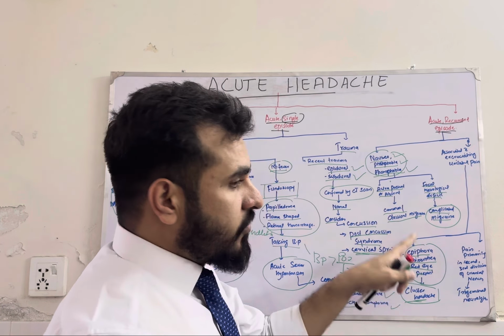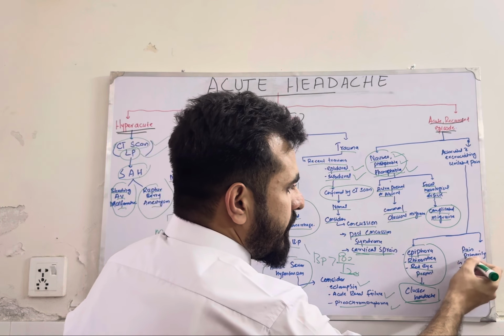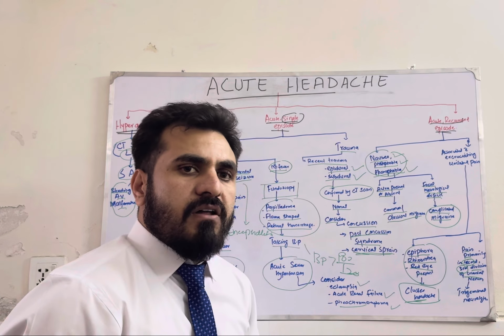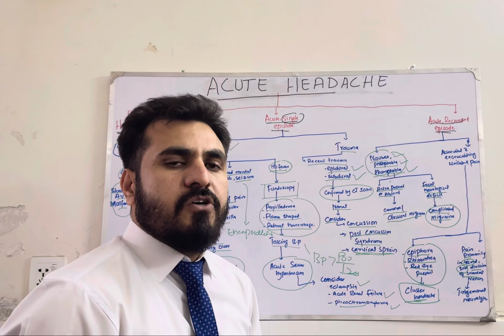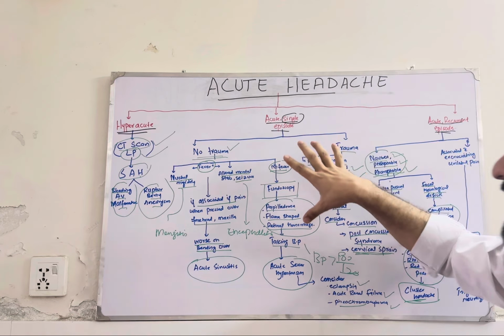Let's suppose epiphora is absent, rhinorrhea is absent, red eye is absent, and the pain is primarily in the second and third divisions of the trigeminal nerve, we call it trigeminal neuralgia. So this is how you will approach acute headache.